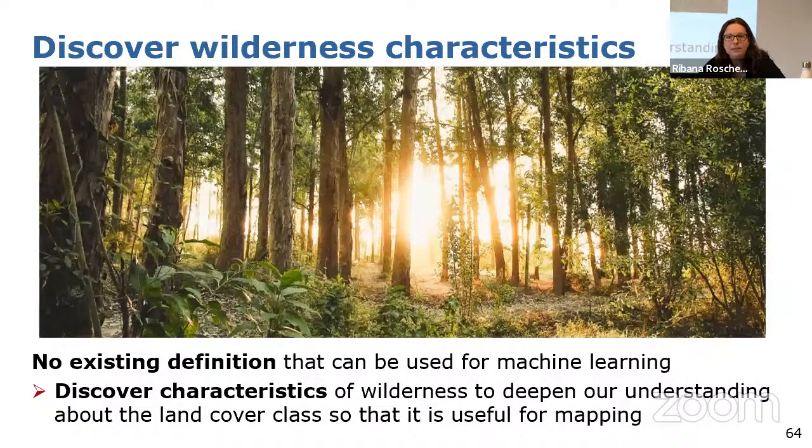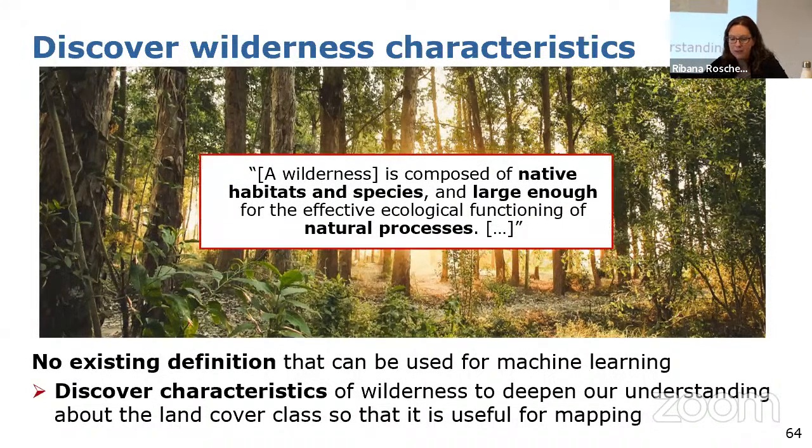So the problem is there's currently no technical definition of wilderness that can be used for mapping of wilderness with machine learning. Worldwide mapping of wilderness cannot be done at the moment because there's no existing definition which is useful for it. But there are a few, like the one of the European Commission: a wilderness is composed of native habitats and species and large enough for the effective ecological functioning of natural processes. But it contains vague terms like large enough. So what is large enough? What is actually native? When is something not native?